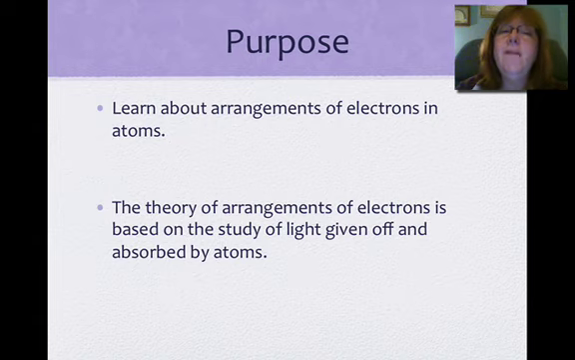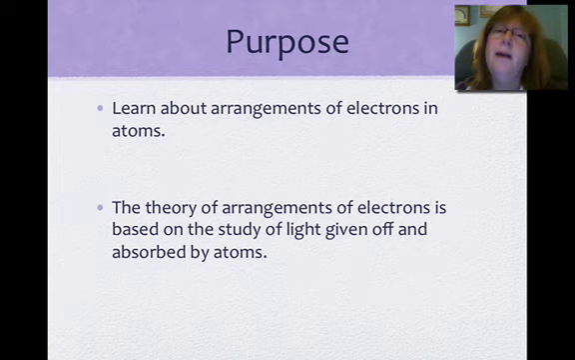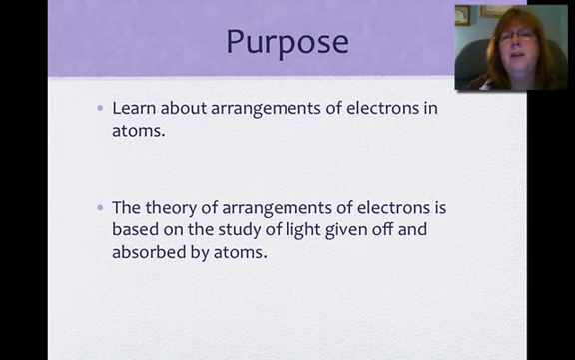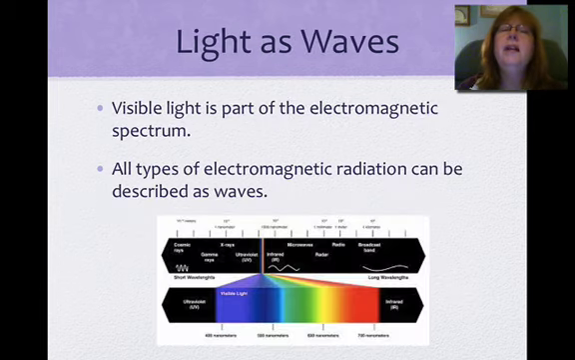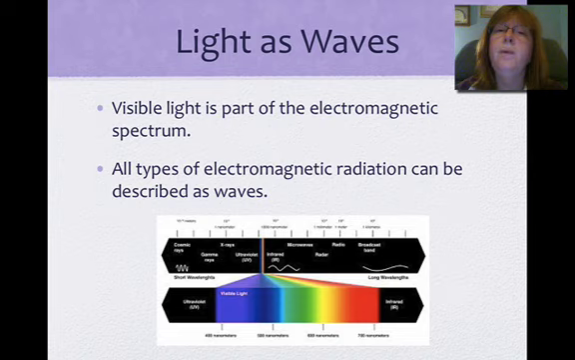The theory of the arrangement of electrons has been based on the study of light that has been given off and absorbed by atoms. So first of all, we're going to have to do a little short review of light and the properties of light. We're going to look at light in two different ways. We're going to look at light as waves, and then in a little bit we'll look at light as particles.